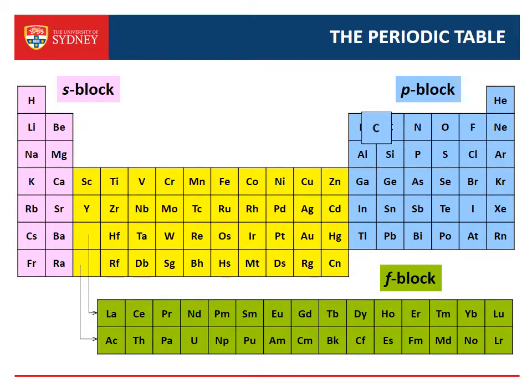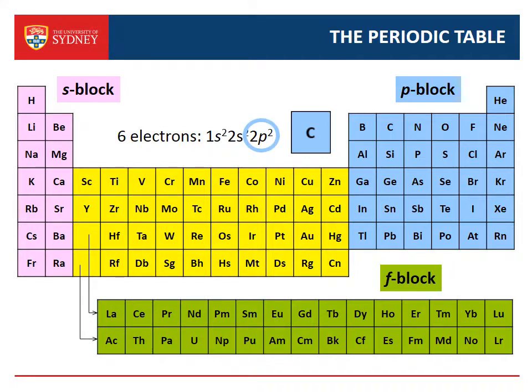Now we can have a look at an element from the P block, carbon. Carbon has 6 electrons. Its electronic configuration is 1s2, 2s2, 2p2. Its partially filled orbital is the 2p orbital, and that's why carbon is in the P block.